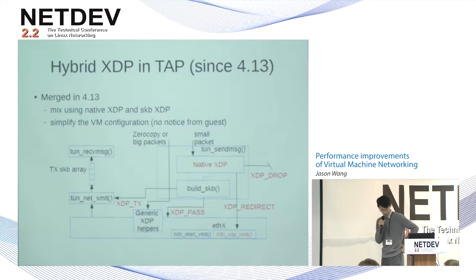So this is a figure to show how the hybrid XDP was implemented in tap. For zero copy or big packets, we just pass them to the generic XDP helpers. That works, except for the XDP redirect, so this needs to be fixed. And for small packets, we will first do the data copy, and then we will run a native XDP implementation. If it needs to be dropped, we can drop it right away. And if we want to redirect it to a host NIC, we will build the XDP buffer and call the XDP transmission routines from the host. This has been merged upstream, so we can now try to use XDP to accelerate the guest transmission.